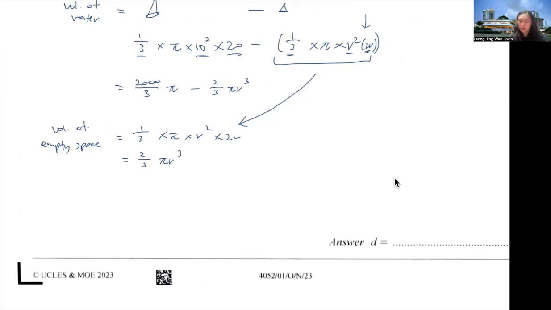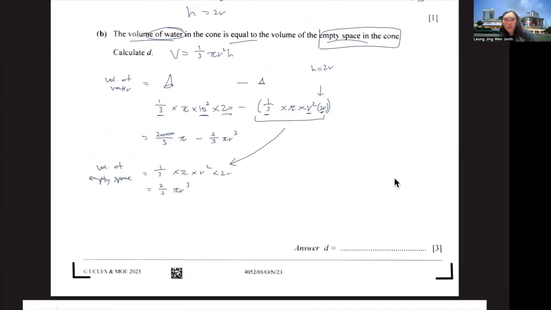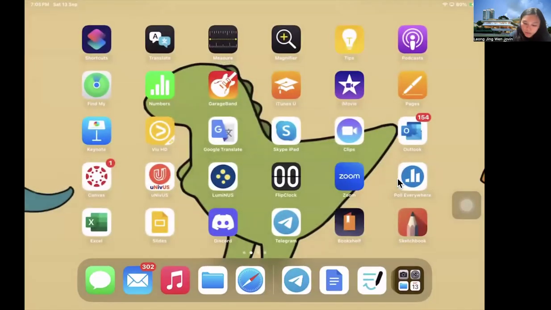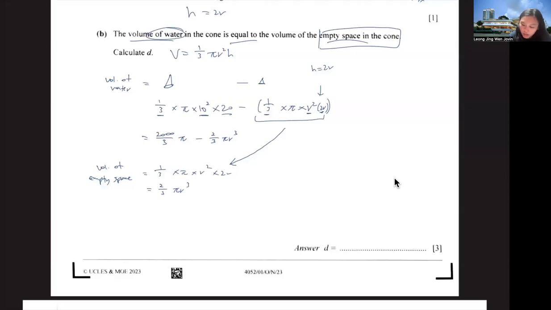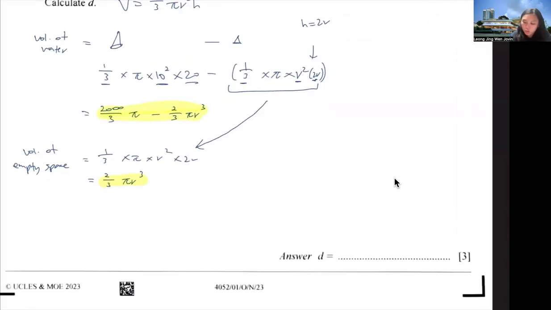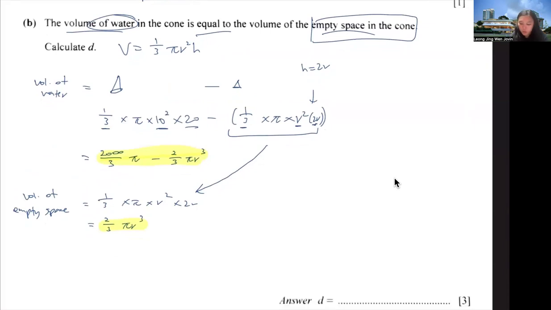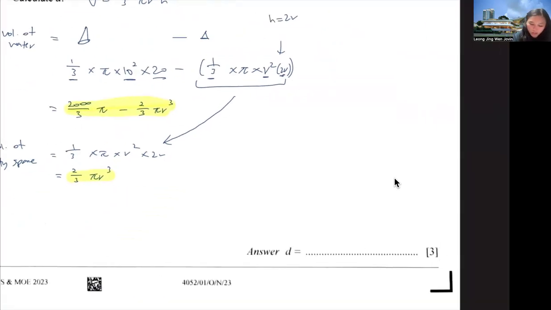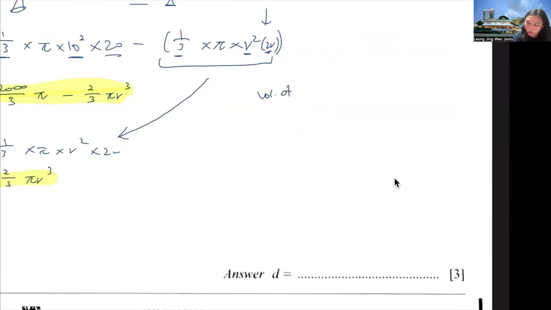Okay, so now that we have all our values in, let's start to do the question. So the volume of water in the cone, so that means this expression over here is the same as this expression over here. Does it make sense? Right, volume of water is the top one. It's equal to the volume of empty space in the cone. Right, so I'll put them together. So maybe I'll write it here. So volume of water equals volume of empty space.